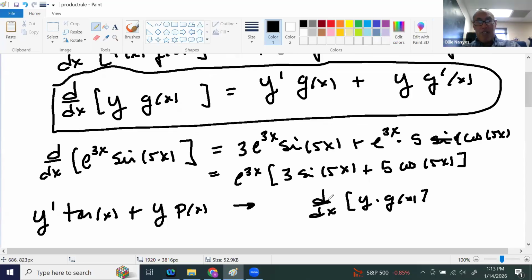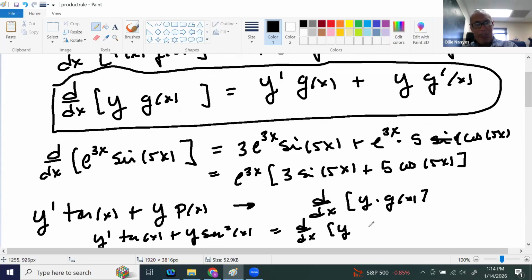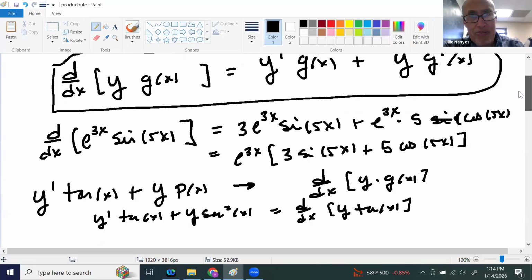Well, here the pattern's pretty clear. For this to be a perfect result of using the product rule, this will have to actually be the derivative of tangent. So what works here is tangent. You remember the derivative of tangent is secant squared. And then you'll find out that, of course, that's going to be the derivative of y times tangent of x, right? So that's one way you might see it used.